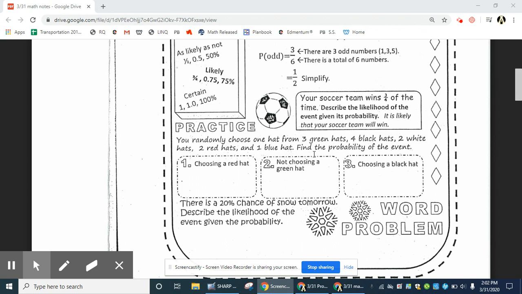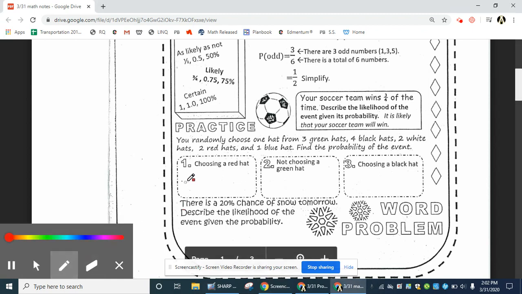Okay. So, for example, you randomly choose one hat from 3 green hats, 4 black hats, 2 white hats, 2 red hats, and 1 blue hat. Find the probability of the event below. Well, we had number 1, choosing a red hat. How many red hats are in this, I'm assuming, basket or bag we're choosing hats from? There are 2 red hats.